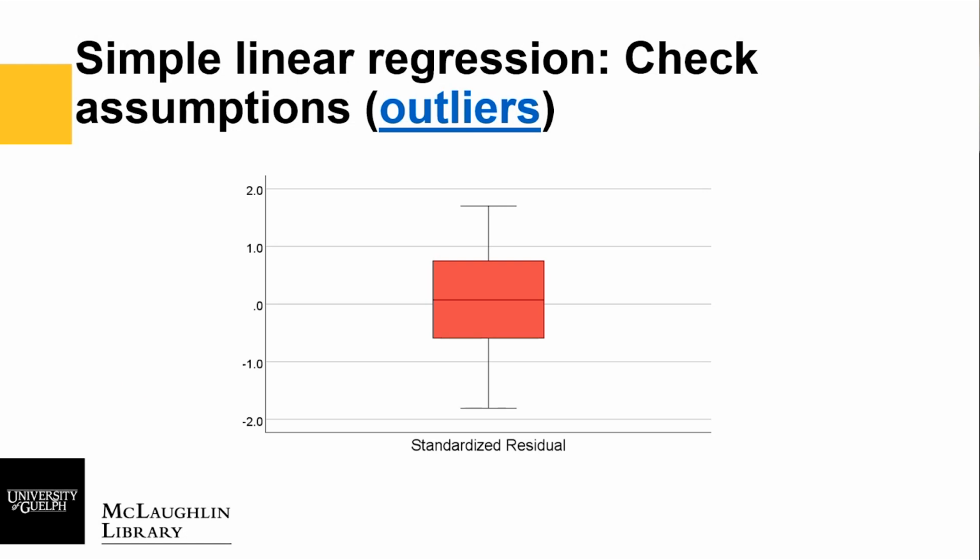So here we see no outliers. So we've also passed our assumption for outliers. We have checked all of our assumptions. We've maybe failed linearity, but everything else looks okay. Let's proceed and actually look at our regression, which you would do if you've passed all your assumptions.